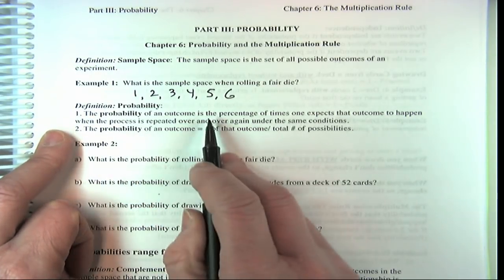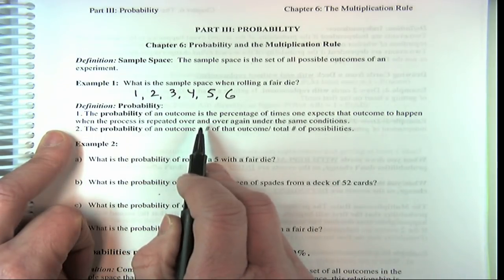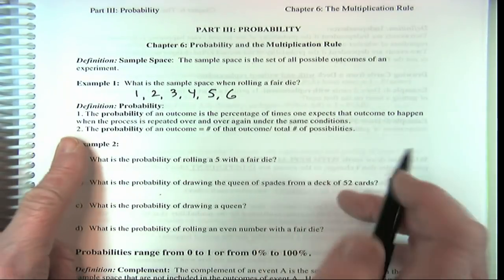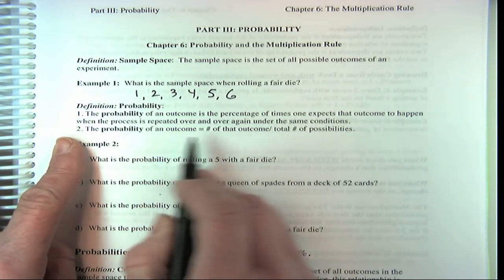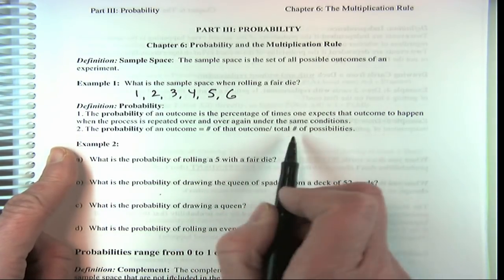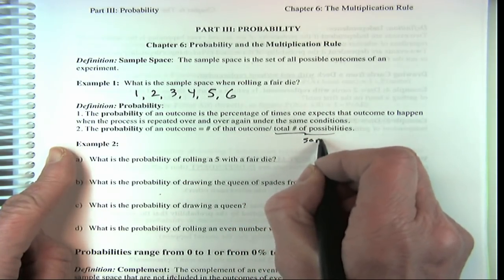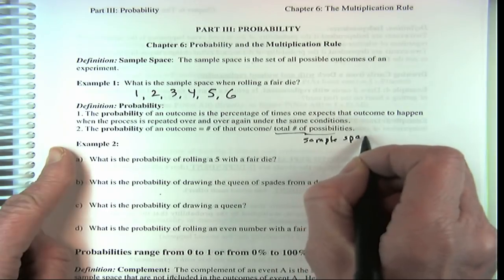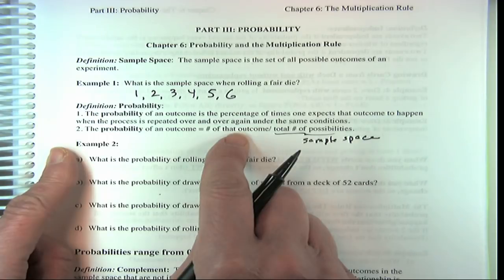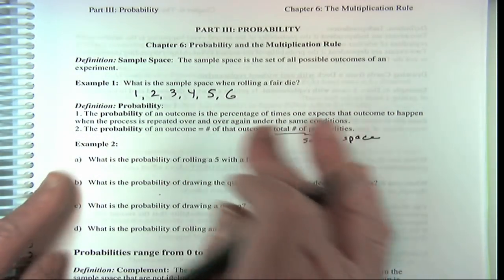Okay, and the definitions of probability. So the probability of an outcome is the percentage of times one expects that outcome to happen when the process is repeated over and over and over again under the same conditions. That's one way of looking at it. Another way is the probability of an outcome is equal to the number of that outcome over the total number of possibilities. So the total number of possibilities would be your sample space. And then you just count how many of the outcomes fit whatever event you're thinking of.